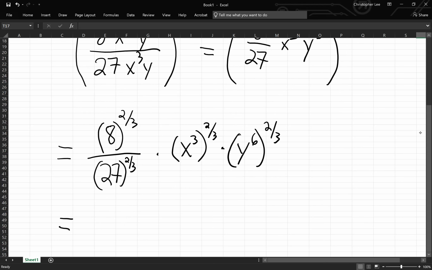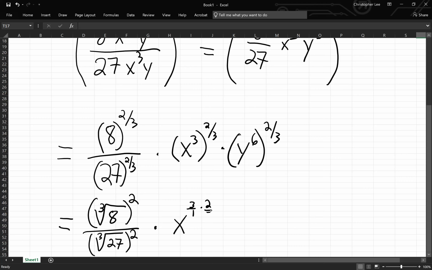Right. I change the denominator to a root. Very good. So this is going to be the cube root of 8, and then whatever answer that is, I'm going to square it, over the cube root of 27, and whatever answer I get from there, I'm going to square that. And then times, anytime you raise a power to a power, what is the operation? You multiply, right? So this is like 3 over 1 times 2 over 3, and then this one is like y to the 6 over 1 times 2 over 3, right?